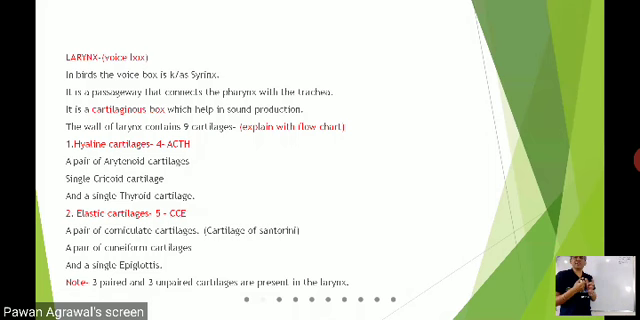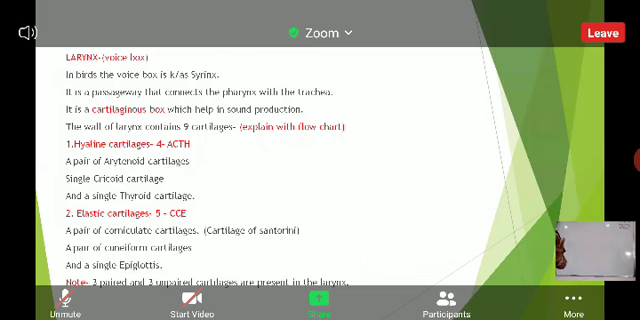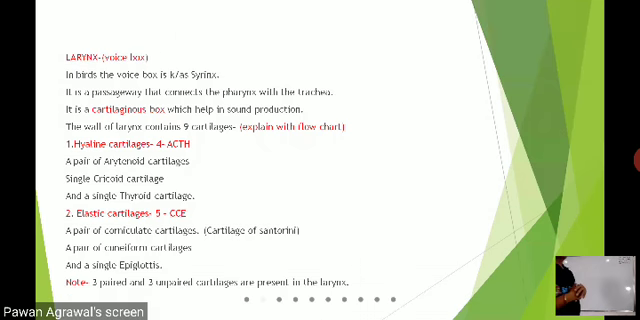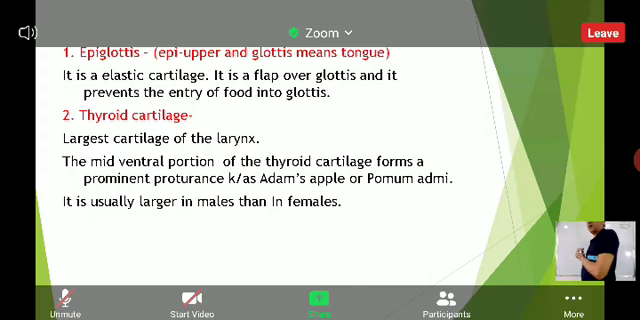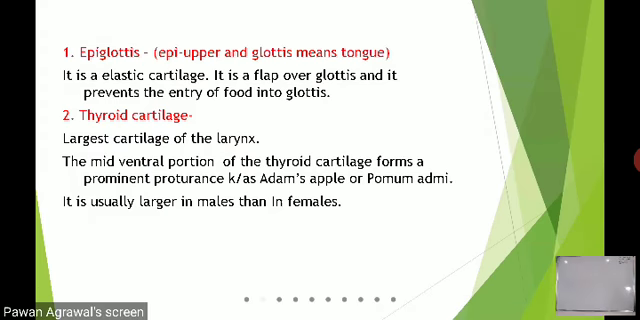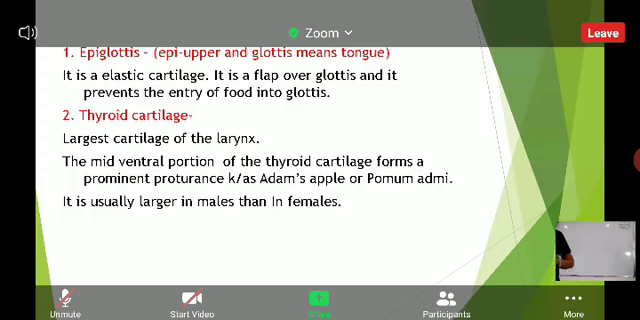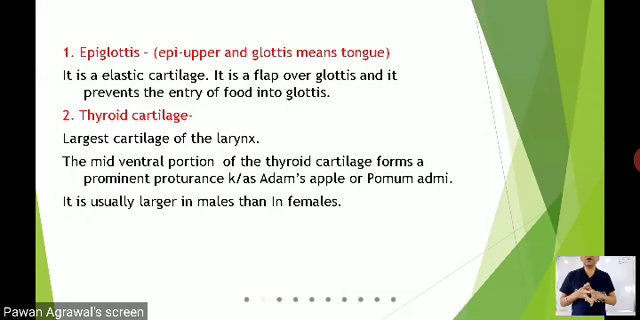We have discussed three paired and three unpaired cartilages. You have to remember the names of these. Now, epiglottis, that is the first. Epi means upper, covering. It is the covering of the glottis. Glottis is the opening of the respiratory system. The covering of the glottis is known as the epiglottis, and the epiglottis prevents the entry of food into the glottis.